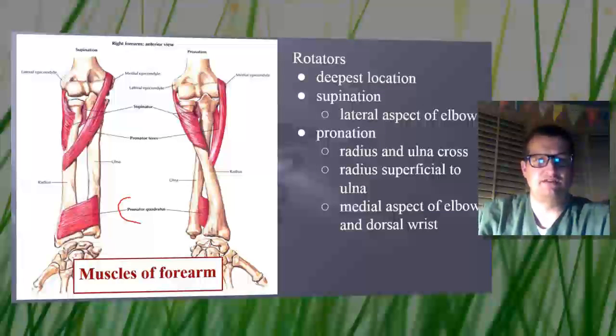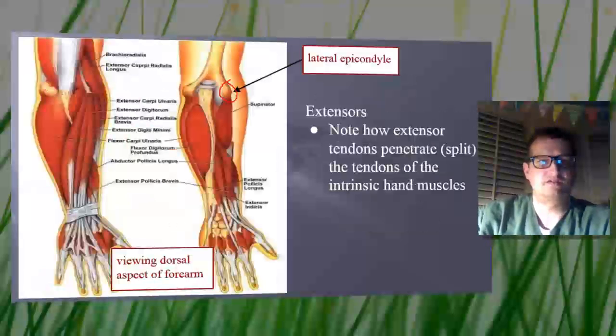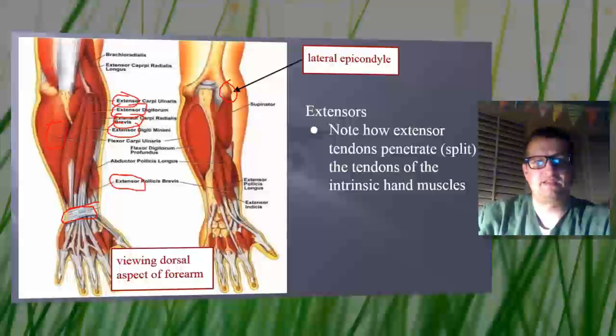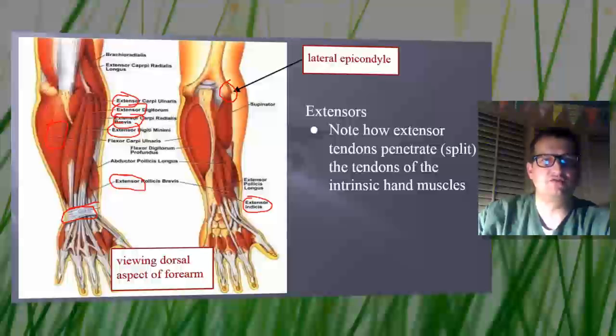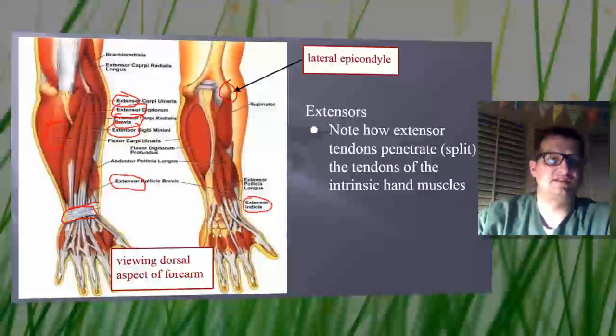The pronator quadratus is at the wrist level. The pronator teres and the supinator are the three that you should know. You can also see here, this is called the retinaculum on the dorsal aspect of the wrist right here. The extensor indicis goes to the index finger. We've already talked about the supinator. So the extensors you should be aware of are just this major group here, the extensors, which include all of these.